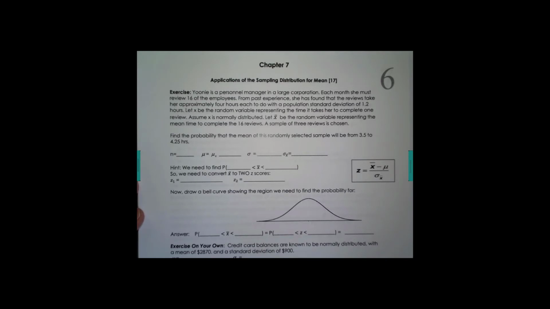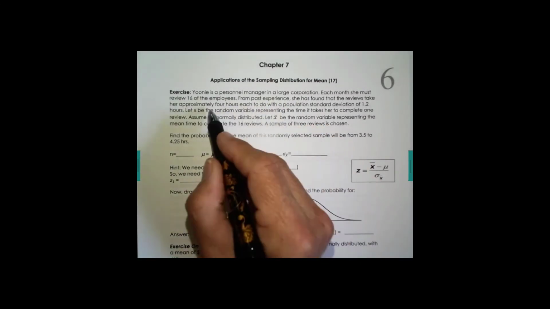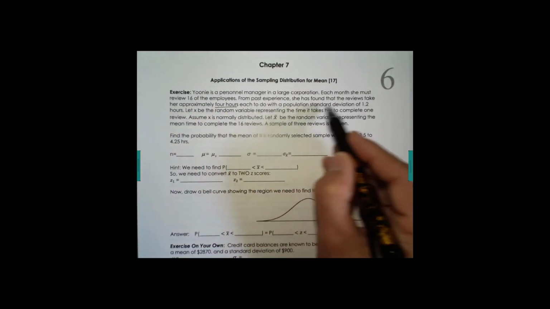Okay, so let's do a few of these. I'm going to look at this example with you, this exercise on page 6. It says Uni's a personnel manager in a large corporation, and every month she has to review 16 employees. From past experience, she has found the reviews take her approximately 4 hours each, and there's a population standard deviation of 1.2 hours. So what we're saying is from past experience, she has a population mean of 4 hours, and a population standard deviation of 1.2.